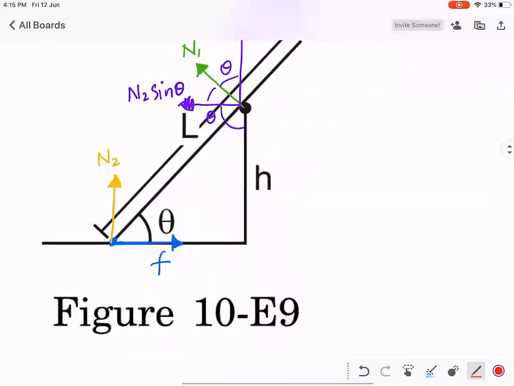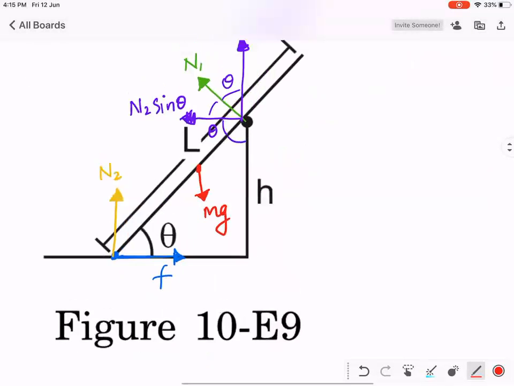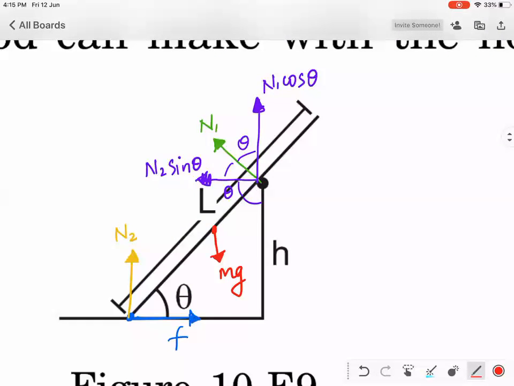And now mg is acting here at the center of mass. This is mg. Understood? We represented all the forces, kids. And here N1 sin theta will come. Yes, good that you reminded me. This is N1 sin theta.